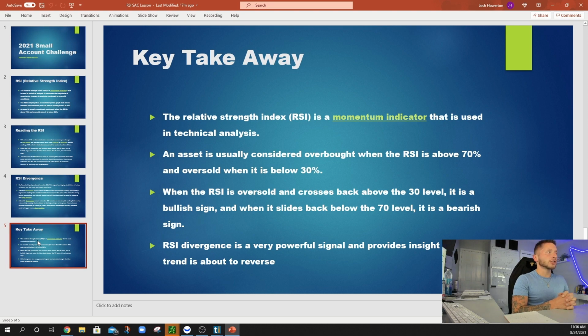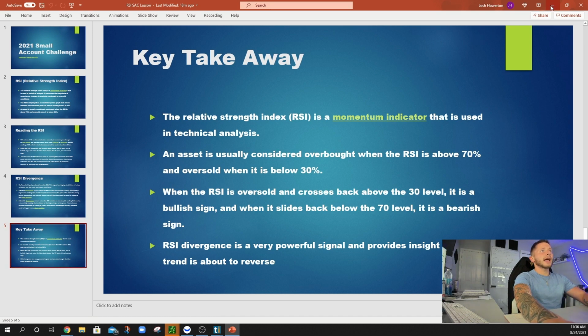And then divergence. We have bearish divergence and bullish divergence. It's my favorite signal that the RSI gives me, and it's a very powerful signal. It provides great insight that the trend is about to reverse to the upside or to the downside. All right, so that wraps up our lesson on the RSI.